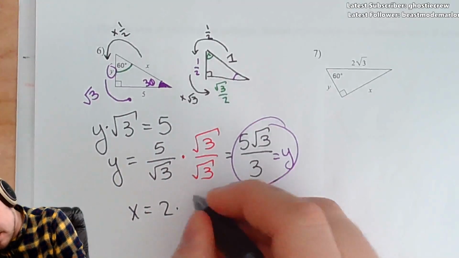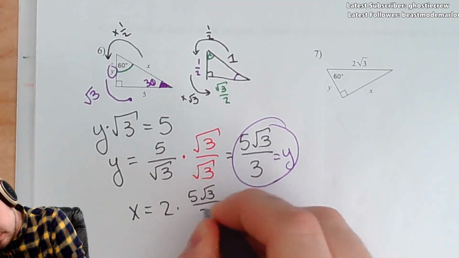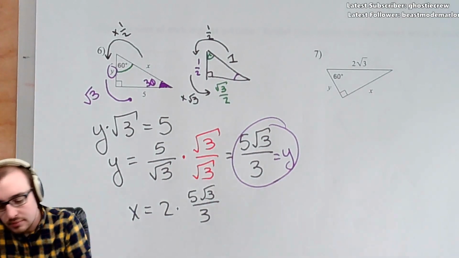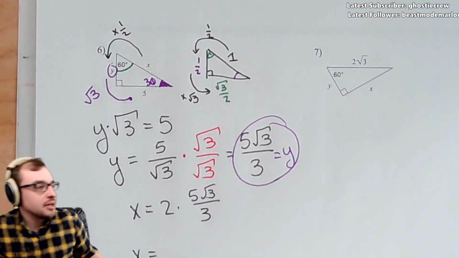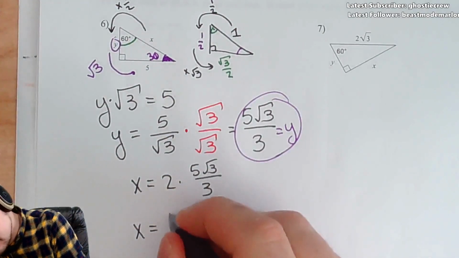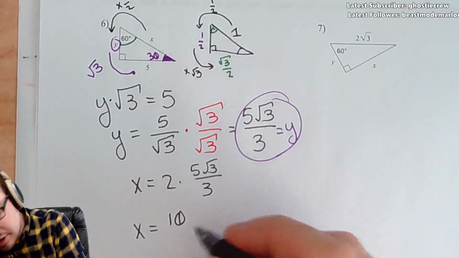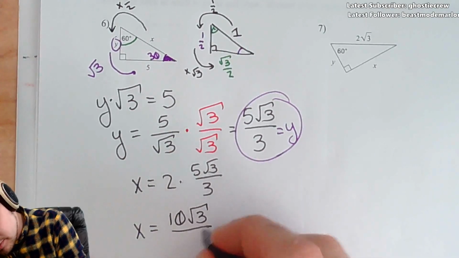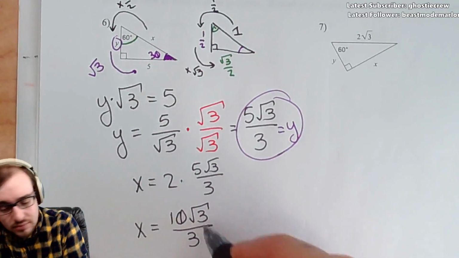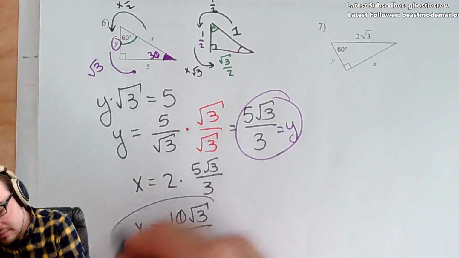X is going to be 2 times 5 root 3 over 3. Right? Twice as big. And it looks really complicated, but it's actually not. 2 times 5 is 10. 10 times root 3 is 10 root 3. And then we're supposed to divide that by 3, and that's as simple as it gets. Can't break down 3 anymore. 10 divided by 3 doesn't come out evenly. That's our x.